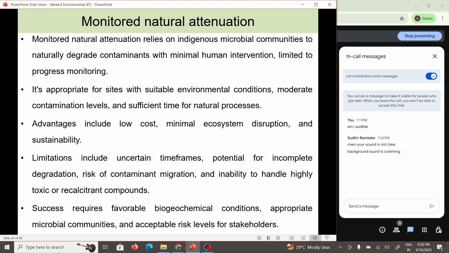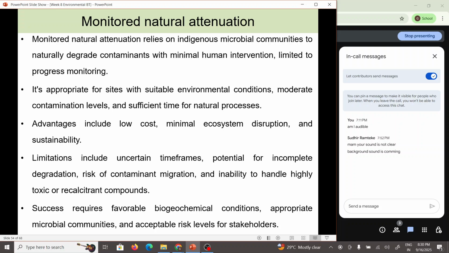And for the success of this monitored natural attenuation, we need favorable biogeochemical conditions. I mean, the biological, the geological, and the chemical conditions should be in support of the process. We need to have appropriate microbial communities with their functional annotation being favorable for the contaminant degradation. And finally, it should be in the acceptable risk levels for stakeholders.